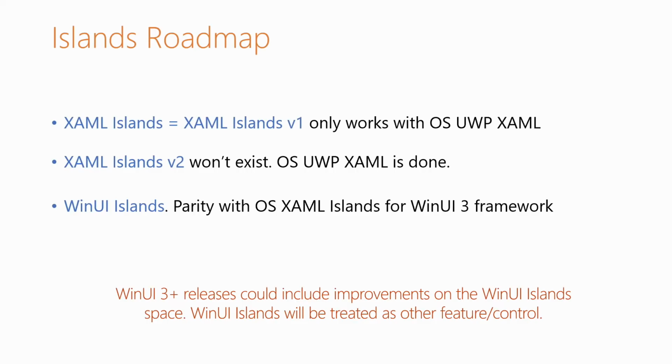Talking about the islands roadmap, I want to be very clear about what we are thinking in islands. Today we have the OS XAML islands, or XAML Island version 1. It only works for the OS, the UWP XAML that we have today. This is in maintenance mode, which means we are not going to invest in adding new features to that. We are not going to have something called XAML Island version 2, because this is about improving the OS UWP platform, and our investment is going to be just in WinUI 3. This was just a term that was floating around for a little while, right?